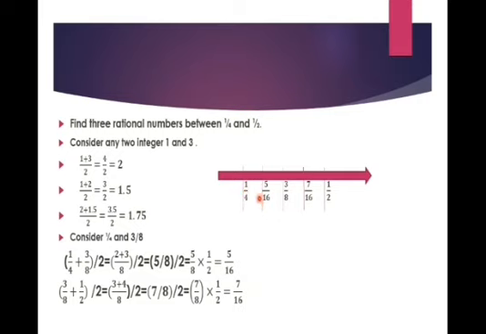Once more, we can find more rational numbers in this method. First, we consider the first two rational numbers 1 by 4 and 1 by 2. If we add 1 by 4 plus 1 by 2, we get the middle rational number 3 by 8. Then adding 1 by 4 plus 3 by 8 and dividing by 2, we get another rational number between 1 by 4 and 1 by 2, which is 5 by 16. In the same way, adding 3 by 8 plus 1 by 2 and dividing by 2, we get 7 by 16. In that way, we can find more rational numbers. We can choose any way.